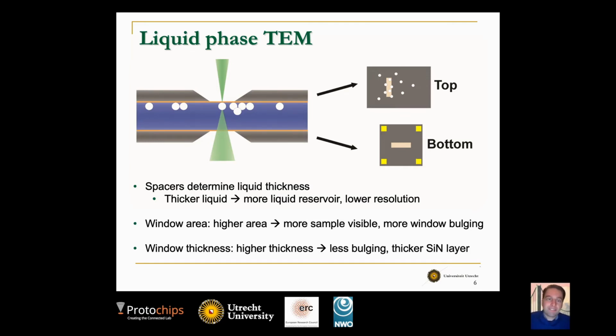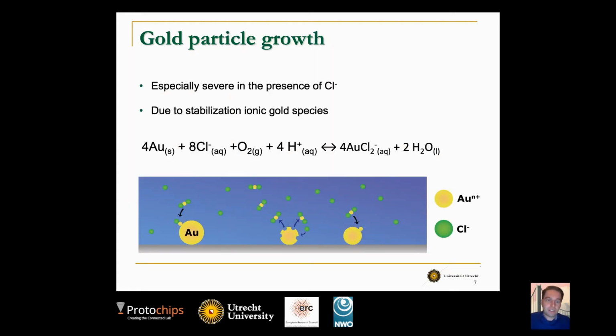So we are looking at gold nanoparticles, which are very good catalysts for biomass to chemical conversion, but they are very well known for growing extremely fast during catalysis. This is especially the case in the presence of chloride ions, which are also unfortunately a very common contaminant in biomass. And this is why we would really like to study the growth of gold nanoparticles.